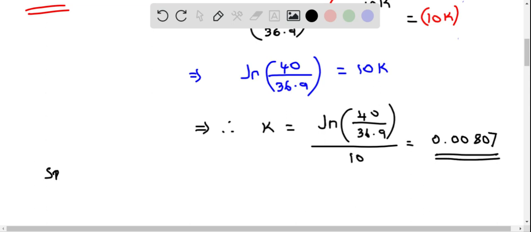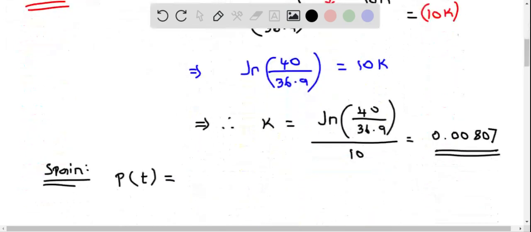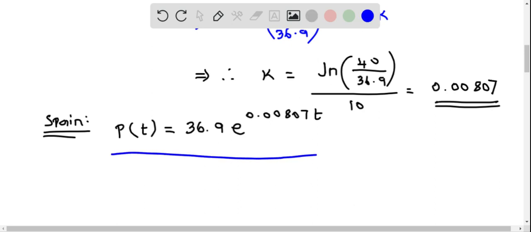So for the country Spain, we can write down the model as P of t equals 36.9 e raised to the power of kt. I replace the value of k by this quantity, that is, 36.9 e raised to the power of 0.00807 t. So this is the model for the country Spain.